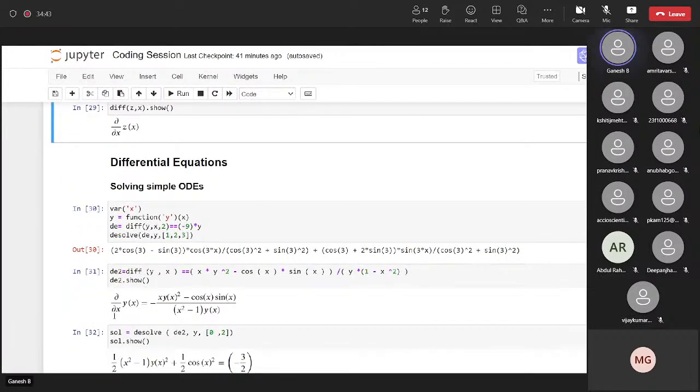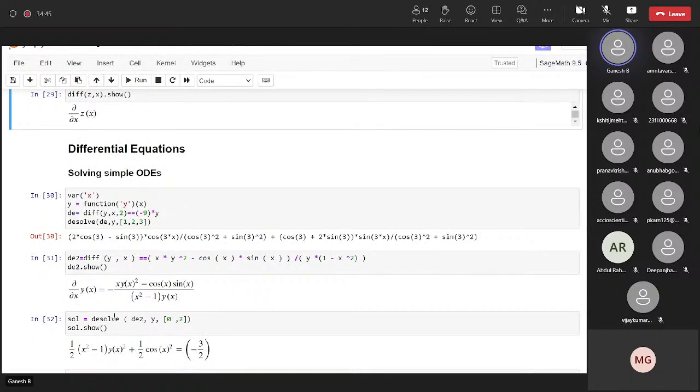Yeah, we'll come to solving differential equations now. So take a look at this thing.